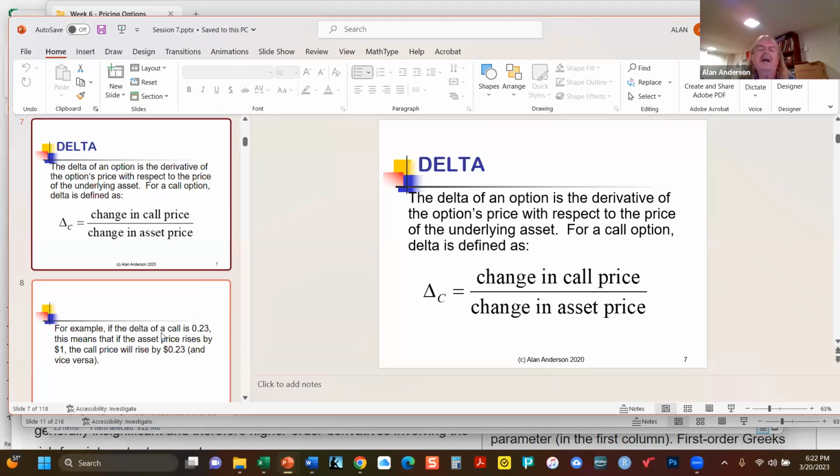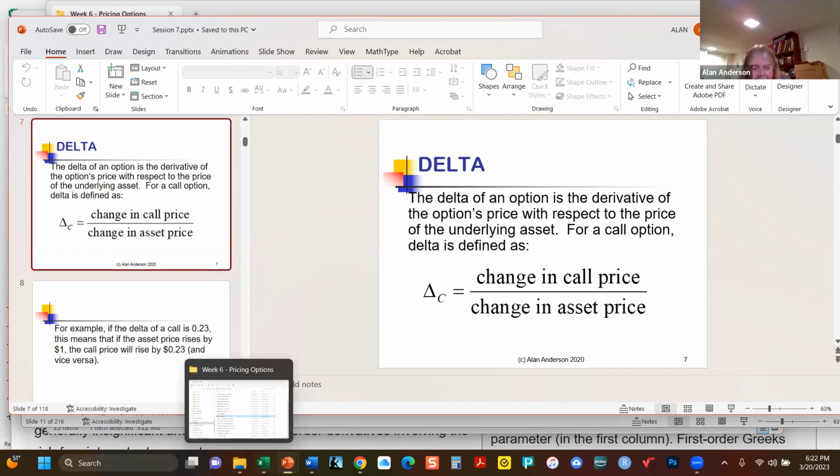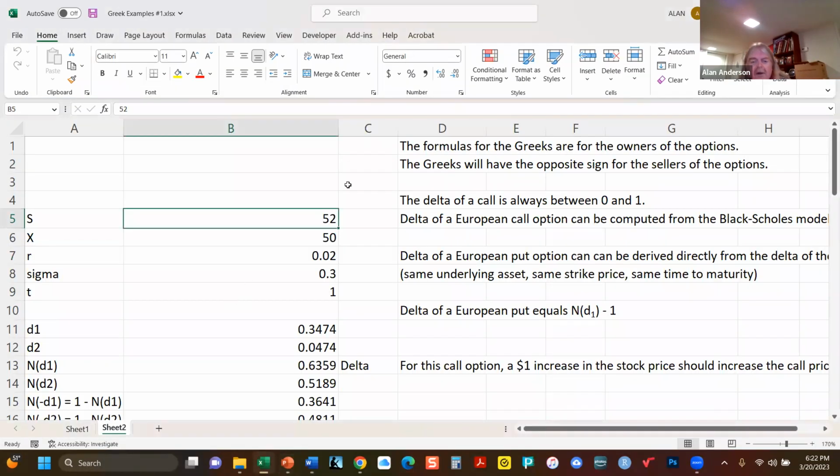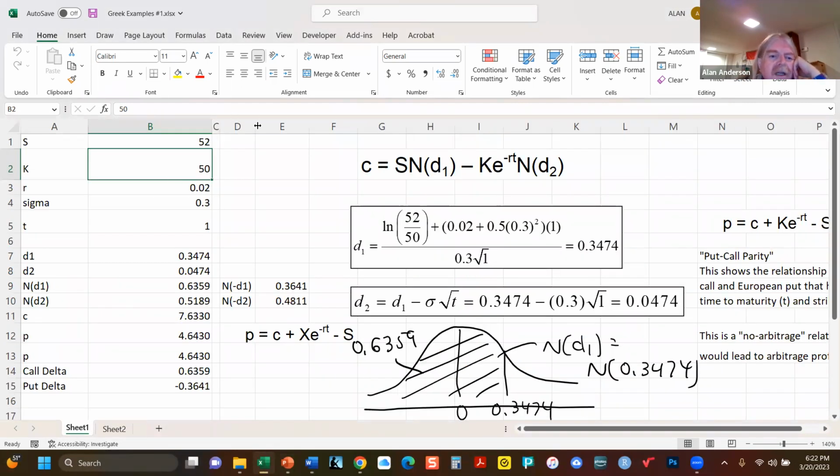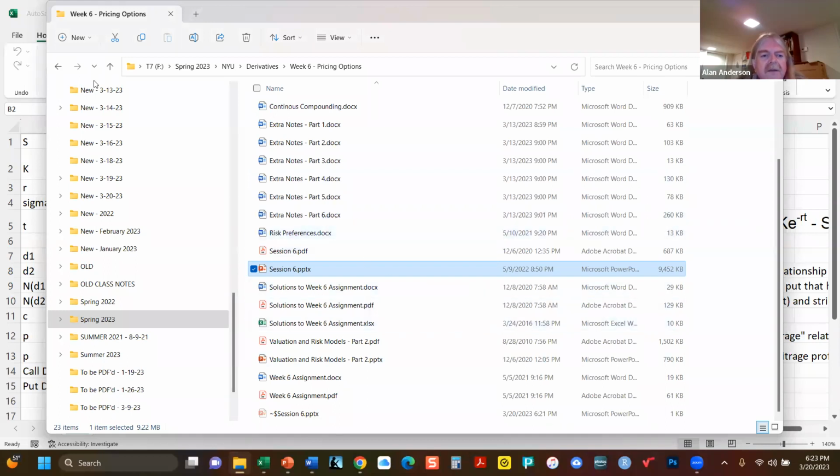Now, by far the most widely used of these is delta. So think of it as the change in the call price when there's a change in the underlying asset price. So for example, let's do this. Here we go. In this Greeks example sheet, I copied the example from the second Black-Scholes from last week. The reason I did that is so we can see, as an experiment, what happens if I change the stock price. This is an example we had from last week.